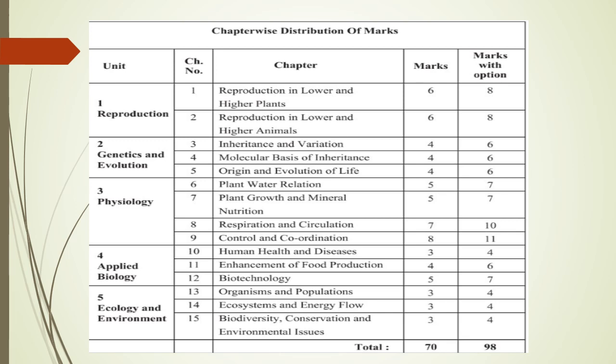Of the deleted portion, what we have here is only subunit 5.6, that is the modern synthetic theory of evolution. So if you are aiming for all those 4 marks, only one of it will be more important. For chapter number 6, say it is for 5 marks, plant water relation.